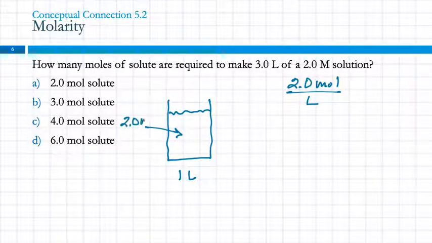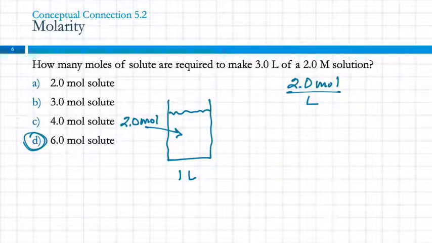So I need 2 moles in 1 liter. If I had 2 liters, I'd need 4, and if I have 3 liters, I need 6. That make sense? You guys seem a little stunned. Did I explain it badly?